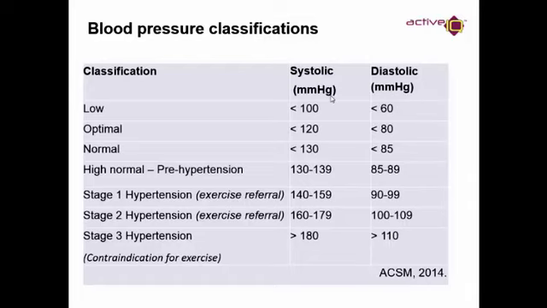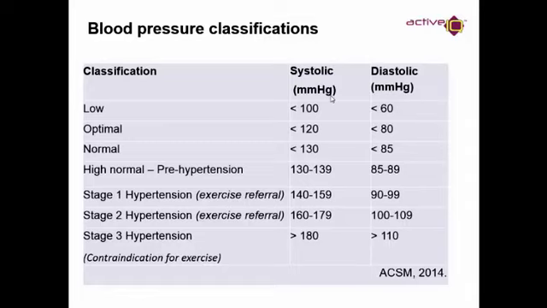So low blood pressure is on the systolic, so when the heart's beating, anywhere 100 or below, and 60 and below on the diastolic. So if you have a blood pressure which is 100 over 60, that would be low blood pressure. And if it is 100 over 60 or below, you'd really want to be referring to a medical specialist before you do any activity with that person, because they do have very low blood pressure.